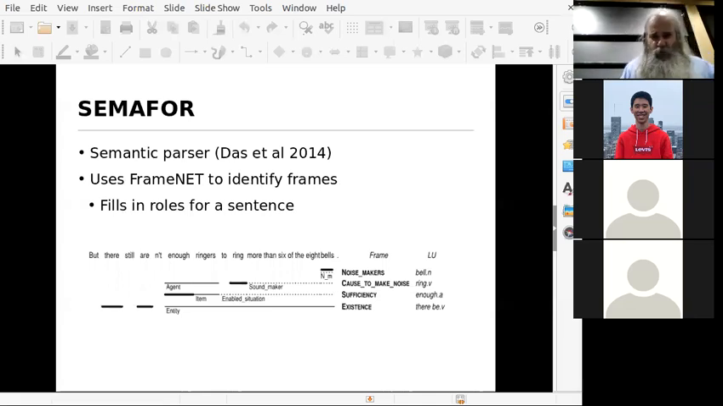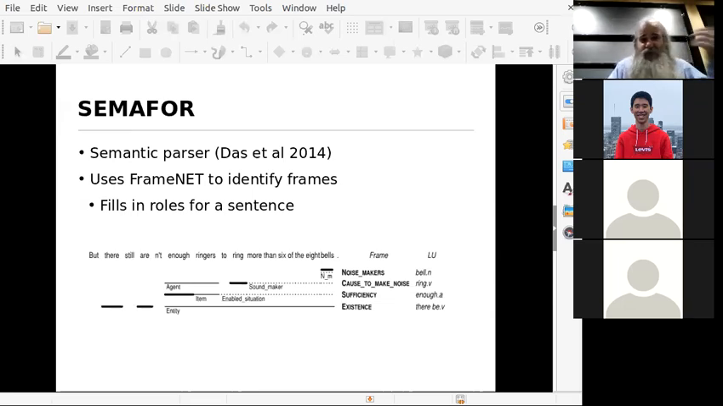Dipanjan Das, who's now a senior manager at Google, built this system for his PhD while he was at CMU, called Semaphore. He used FrameNet. We talked about FrameNet before. FrameNet gives us verbs and what the arguments to the verbs actually are. So it sort of predefines the verbs and the arguments.